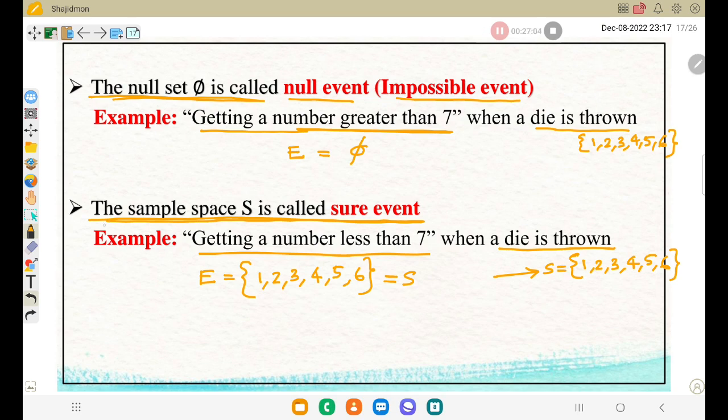So the same sample space we are calling a sure event. Surely it will happen, that is why it is called a sure event. Full sample space happening, that is what we are calling a sure event. Hope you understood that one.